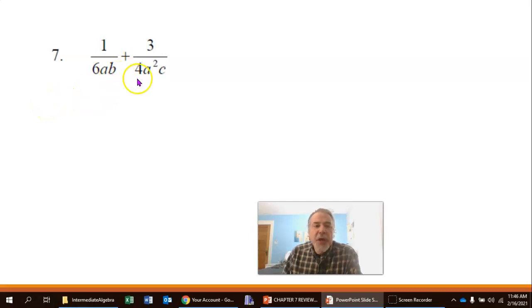And these do not have the same denominator as each other. So before we can add them together, we need to get them so that they have the same denominator. The first one is made up of 6ab. That's like a 2 times a 3 times an a times a b. And the second denominator is 4a squared c. So that's like a 2 times a 2 times an a times an a times a c.